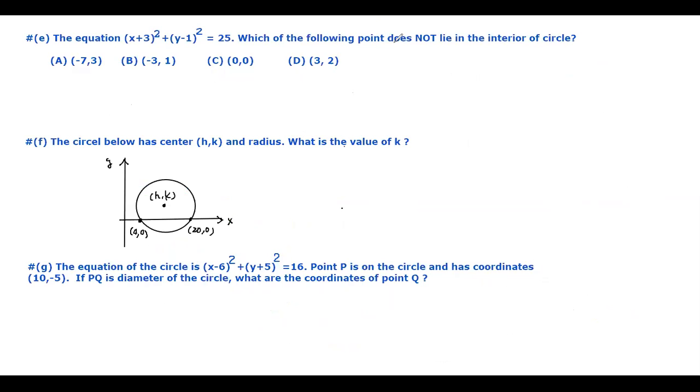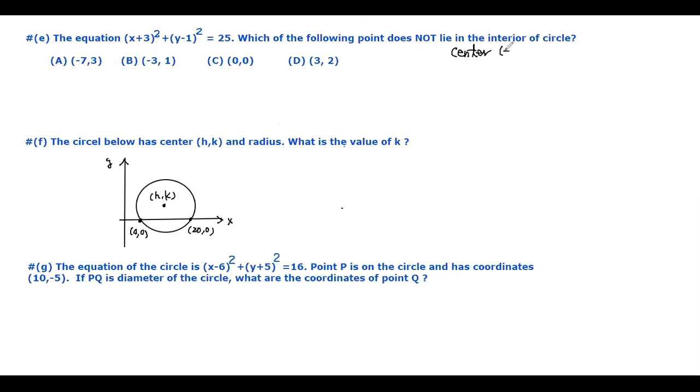Okay, so the next one here. The equation is (x plus 3) squared plus (y minus 1) squared equals 25. Which of the following points is not inside the interior of the circle? For this one, I can show you a quick way and then other ways. Because they ask which point is not in the interior, right? Okay, so the first thing here, I know the center.